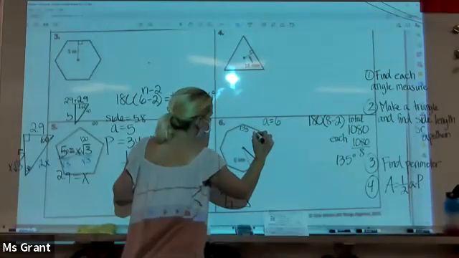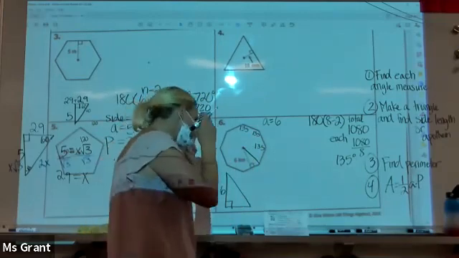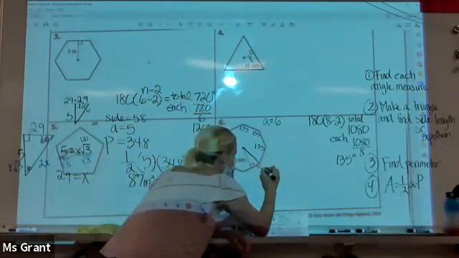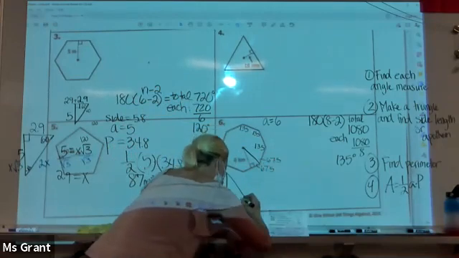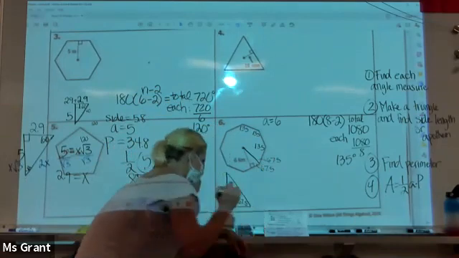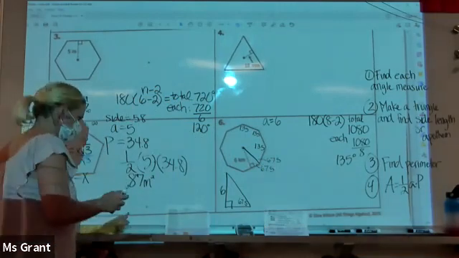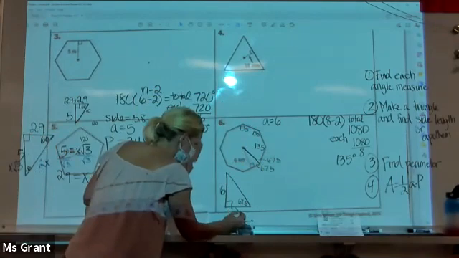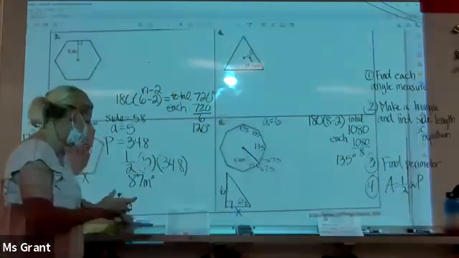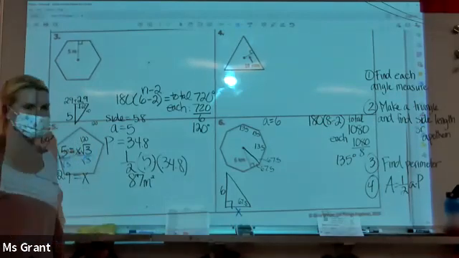So anyways, when I'm breaking up 135, that means that each of them is 67.5, right? So that base angle is 67.5. I want to know that x. That's what I want to know.